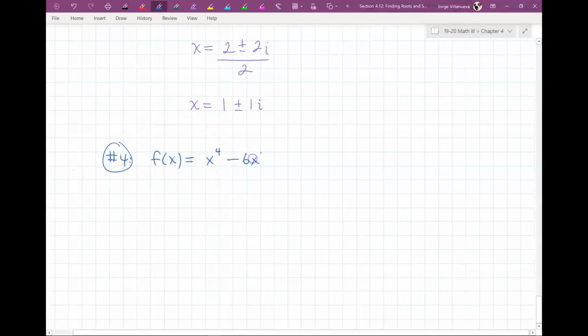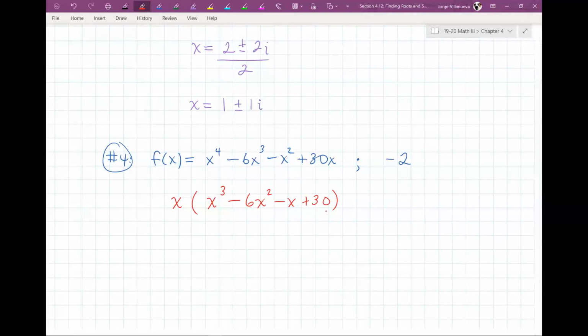So notice how this has a 4th power. And I don't know if you noticed, but everything has the letter x on it, right? There's an x to the 4th, x to the 3rd, an x squared, and an x to the 1st. Everything has an x. So the very first thing you want to do is factor out an x. So this is what you end up with. You get x times x cubed minus 6x squared minus x plus 30. So I just took 1 out.